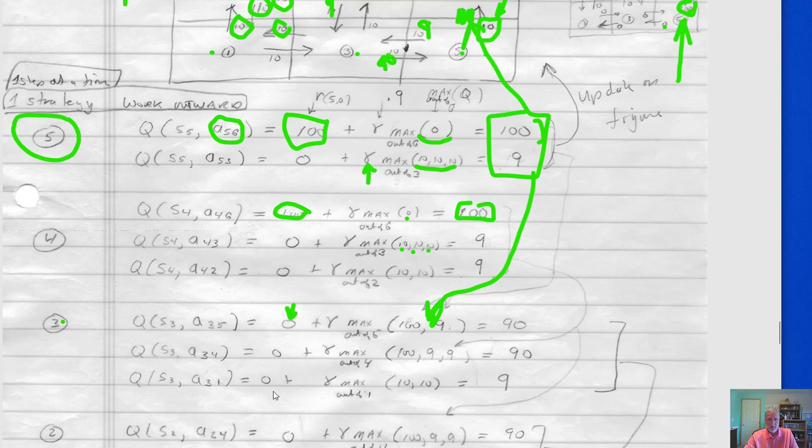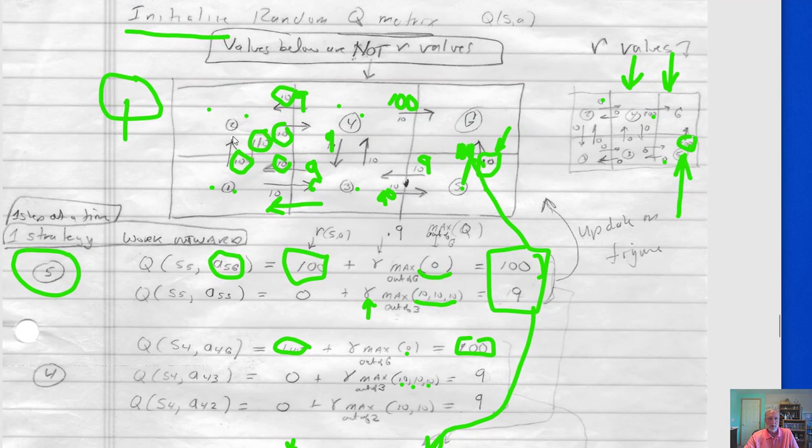Not so great. And then if you go from 3 to 1, you're going this direction here. The reward is 0, and then you're in 1, so the two ways out of 1 are 10 and 10, so you update that. And so here, this Q value, instead of being 10, now goes to a 9.